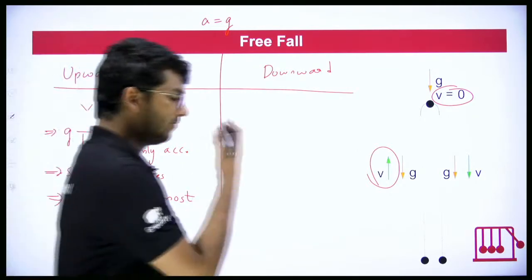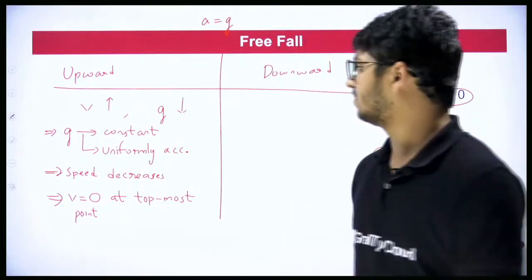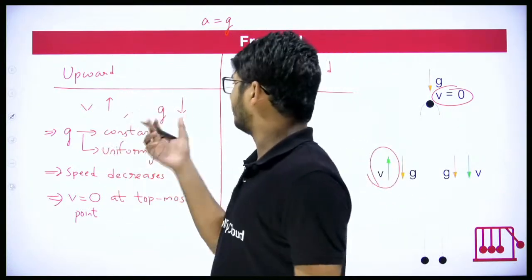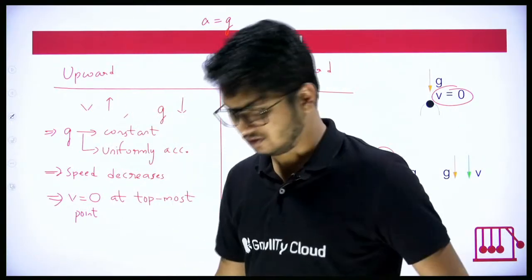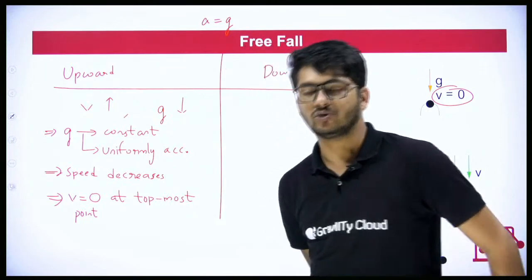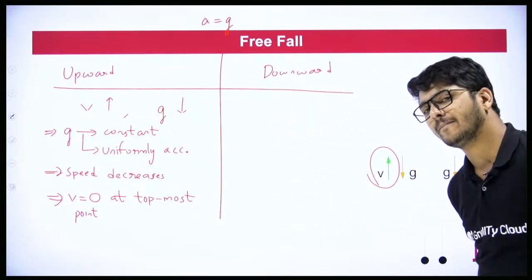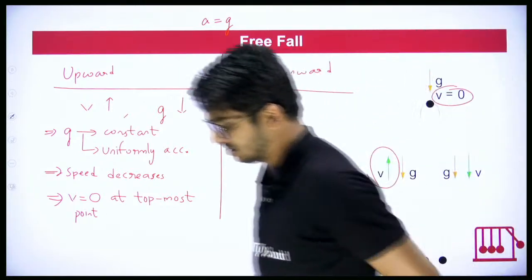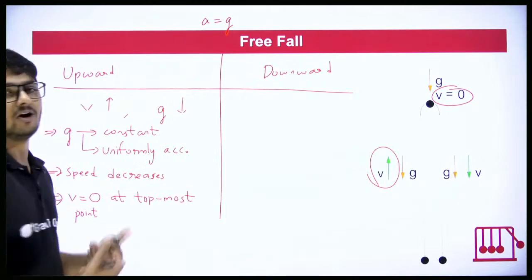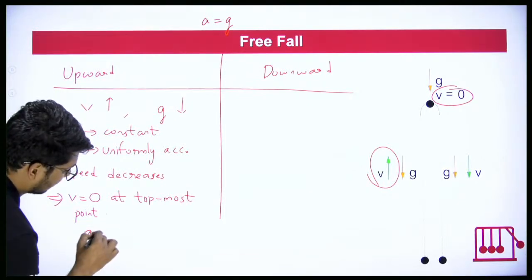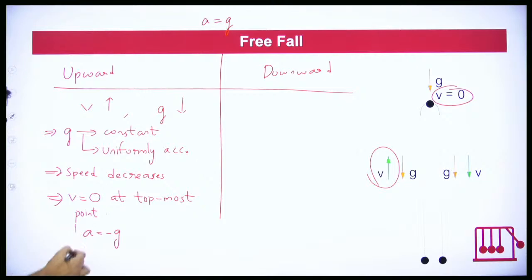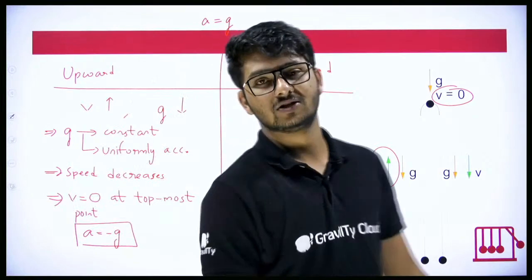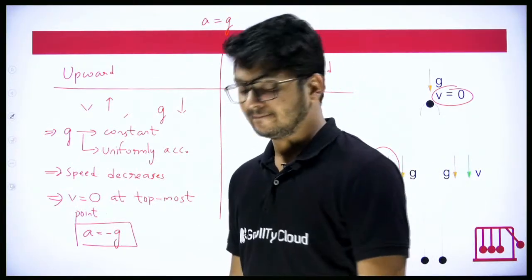Clear? So for the upward motion, these are some of the main points. Here the velocity is upwards and acceleration due to gravity is downwards. So should we take acceleration as positive or negative? Here the speed is decreasing continuously, so it is retardation. In calculations, in formulae, when you substitute, you have to substitute a as equal to minus g. Retardation, negative acceleration. Clear? Okay.